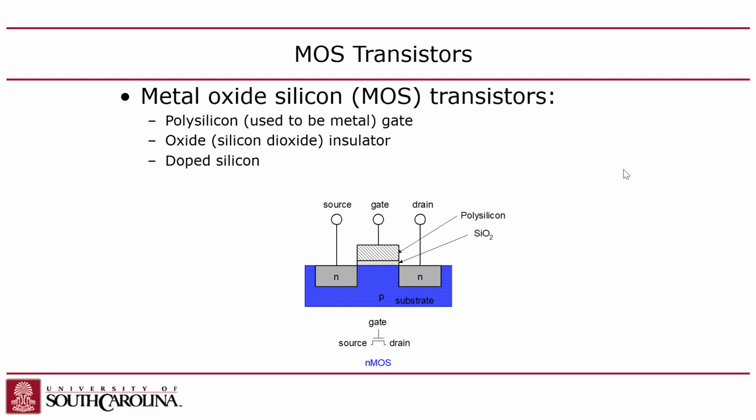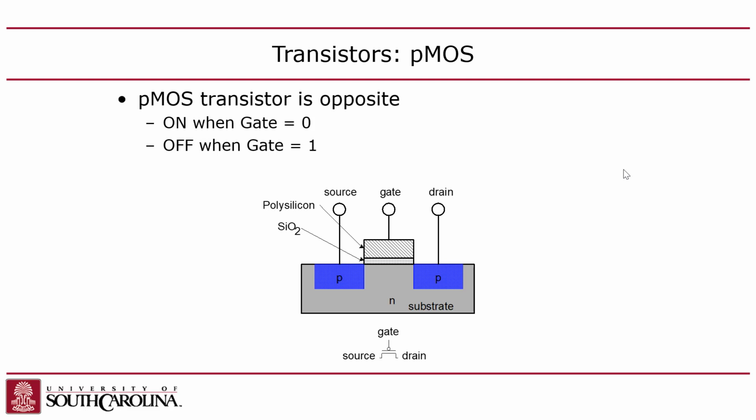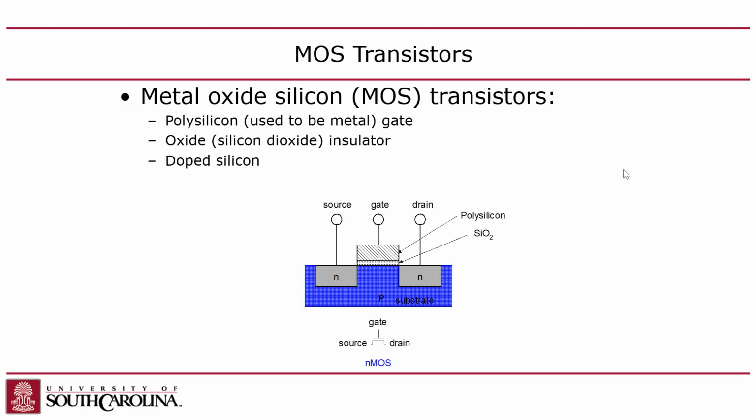The only question is where do minority charge carriers come from? They're just in there. And you can attract them. And when you attract them, that's what turns on the transistor. Okay, so then you can have a PMOS. Oh, by the way, that's called an NMOS transistor because the channel gets positive charge, right? But you can also build a transistor where the channel gets negative charge.